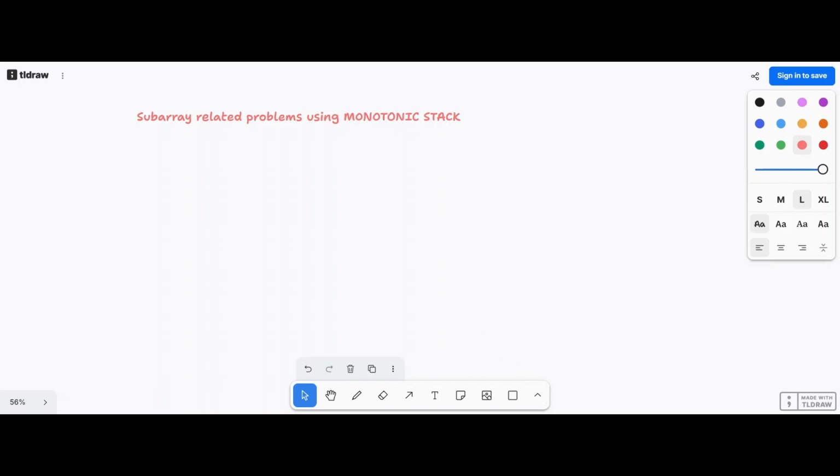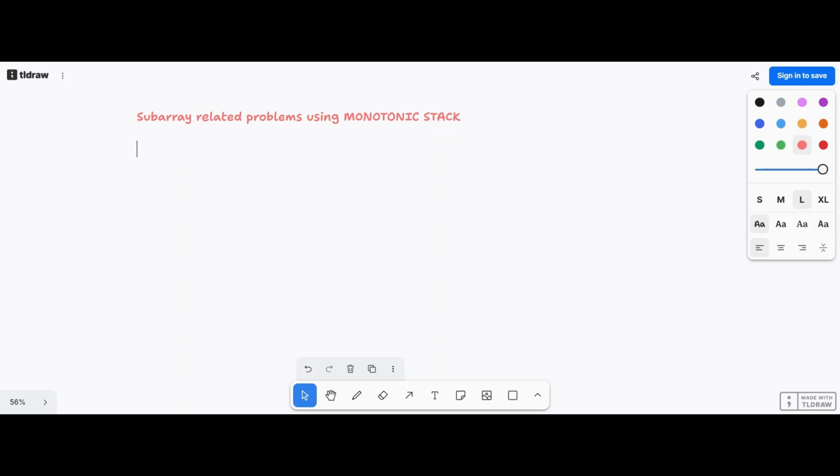Hello everyone. In the last video we saw rectangle related questions, largest rectangle in histogram related questions of monotonic stack. This time I wanted to cover subarray related problems using monotonic stack. I'll try to cover two questions. If you understand the first question, the second will be very easy. But this is not related to particular subarray problems. This is actually related to all subarrays.